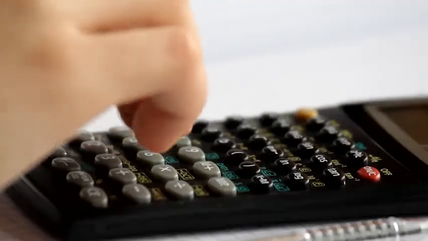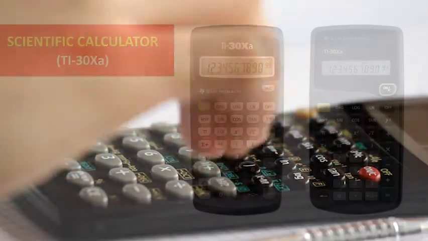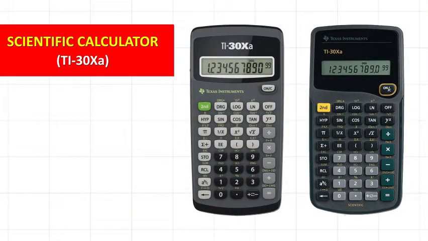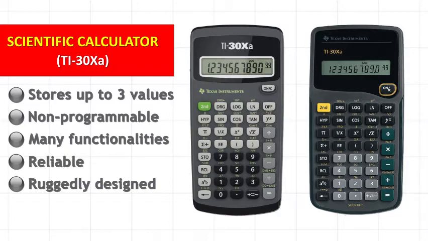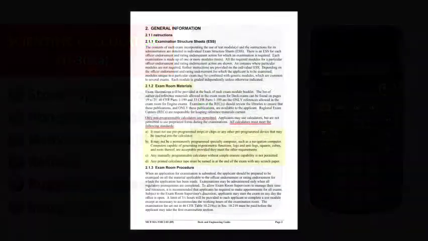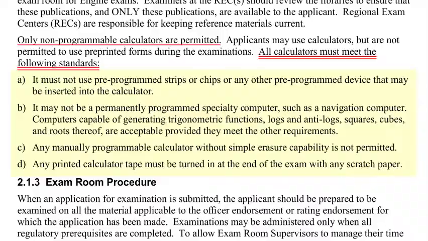Any scientific calculator can be used to solve the equation. However, the TI-30XA is my calculator of choice because it can store three values in memory, is non-programmable, and has many functionalities, including polar to rectangular coordinates. It is reliable, ruggedly designed, and inexpensive. Most importantly, the TI-30XA meets all standards set by the U.S. Coast Guard for calculators used in the exam room.